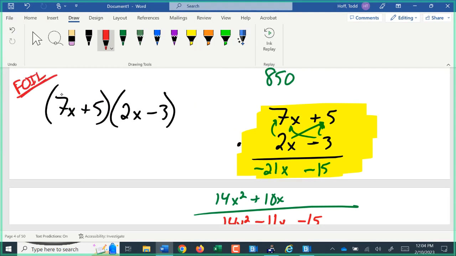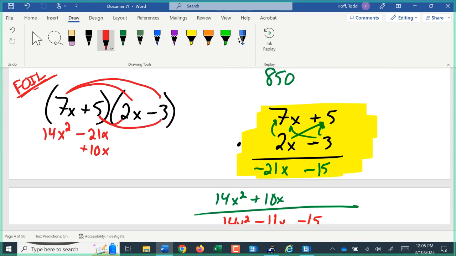First, F stood for first, we multiplied the first numbers. 7x times 2x is 14x squared. O stood for outside or outer, we multiplied the outside numbers. 7x times negative 3 is a negative 21x. I stood for inside or inner. We multiply the inside numbers. 5 times 2x is a positive 10x. And L stood for last.